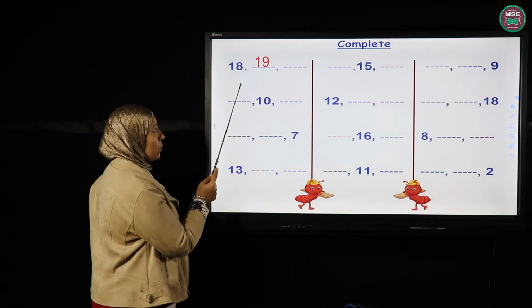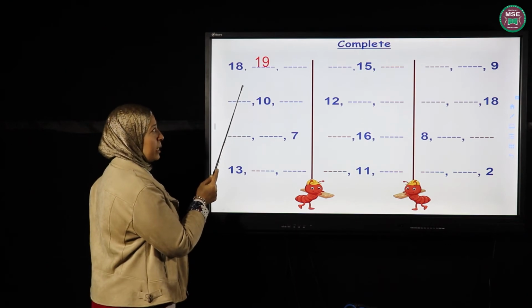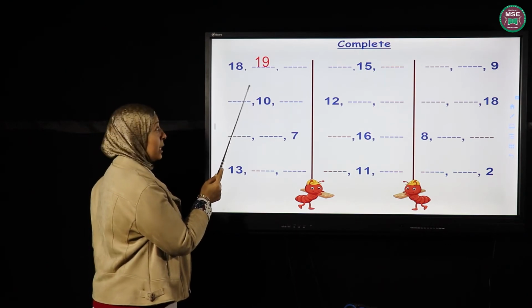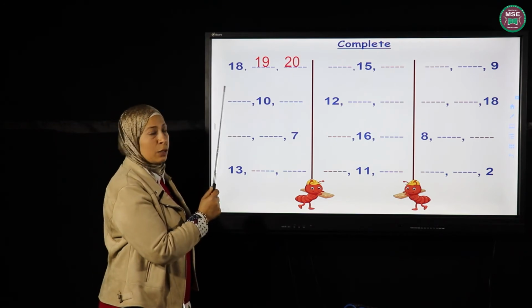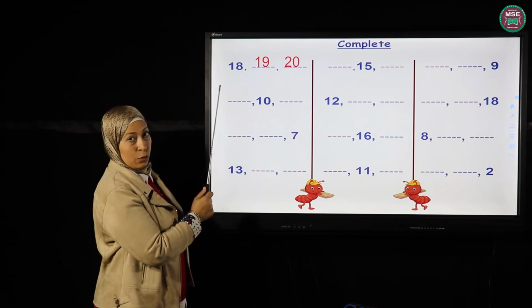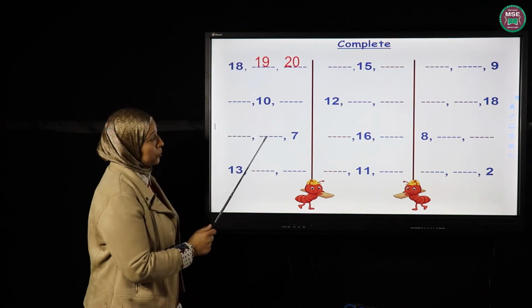Okay, and what comes after 19? 20. How can I write it? Yes, excellent. 2 and 0 makes 20. This one is easy, right? Let's move to the next one.